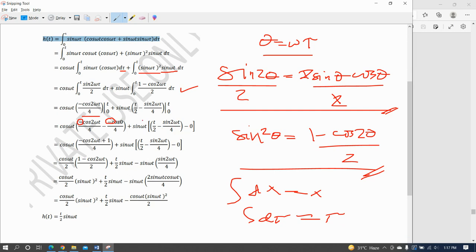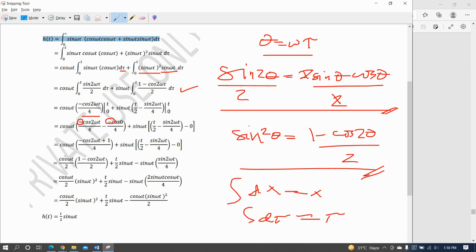minus, so minus 0 na siya, guys, kasi dito, if tau is equal to 0, it is also equal to 0 kasi sine of 0 is 0. So, kaya ito na yung simplified niya. Okay? So, that's after applying the limits, guys, from 0 to t.